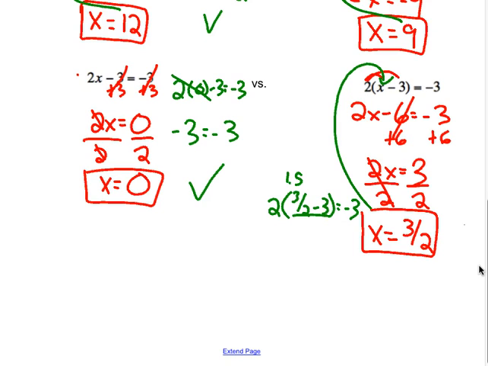So here, 1.5 minus 3 is going to leave me with negative 1.5. If you take negative 1.5 and multiply that by 2, you are going to get negative 3 back. And notice we have yet another true statement, meaning we did actually find the correct answer. So these are the basics when we're talking about solving equations.